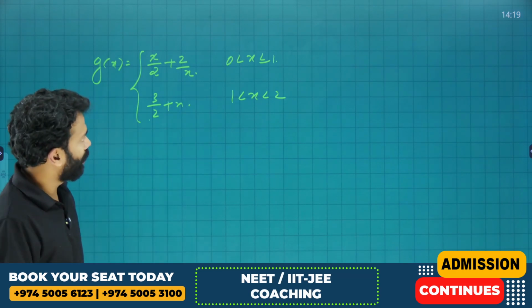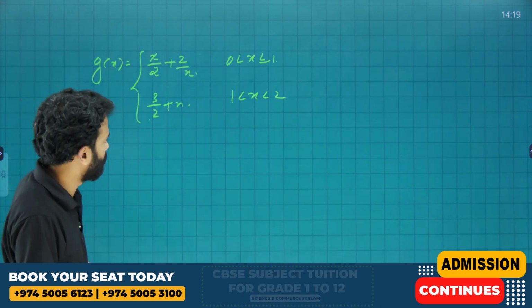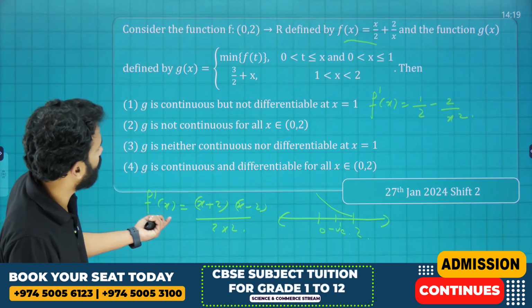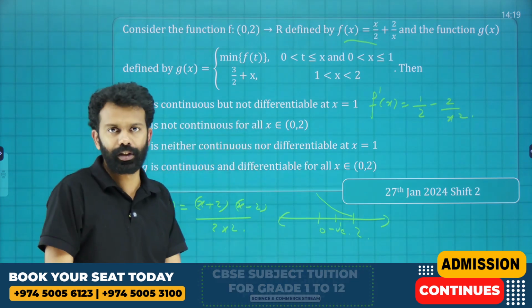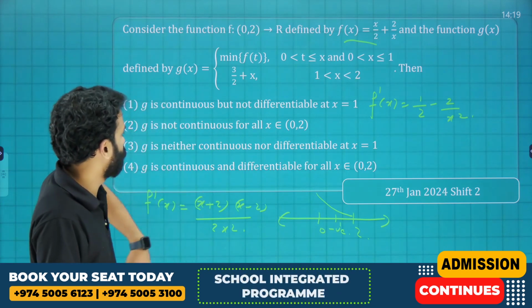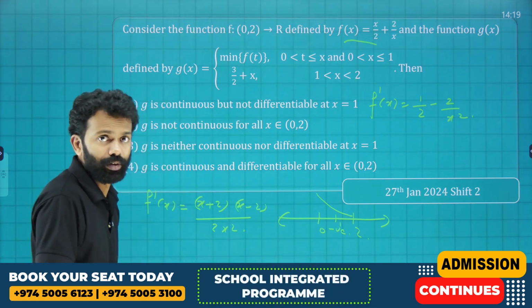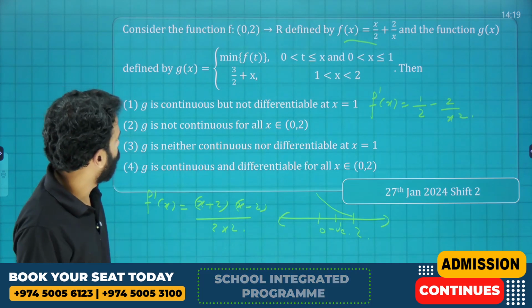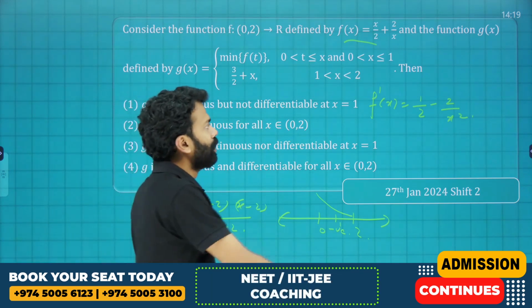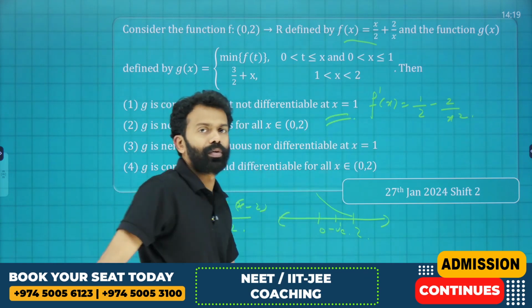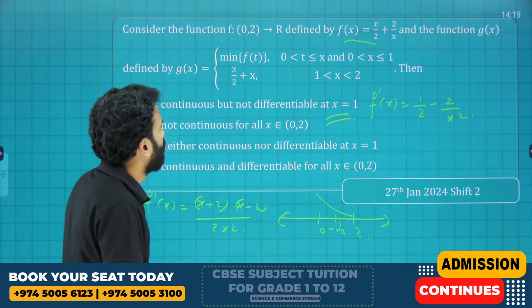We need to find the points where the function is continuous and differentiable, right? We need to identify the nature. Then the option is like g is continuous but not differentiable at x is equal to 1. We need to go through all the options till we get the correct answer. So the first one is g is continuous but not differentiable at x is equal to 1. So how are we going to formulate that one? Let's check it out.